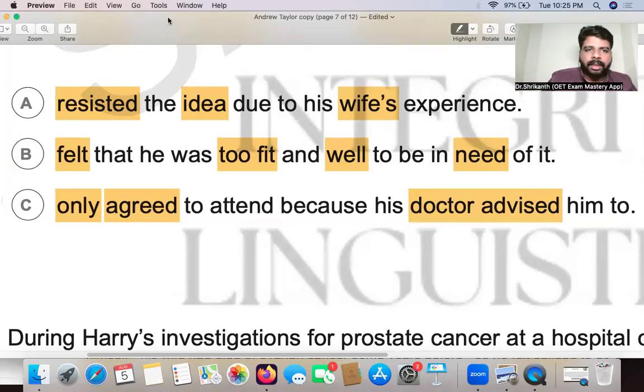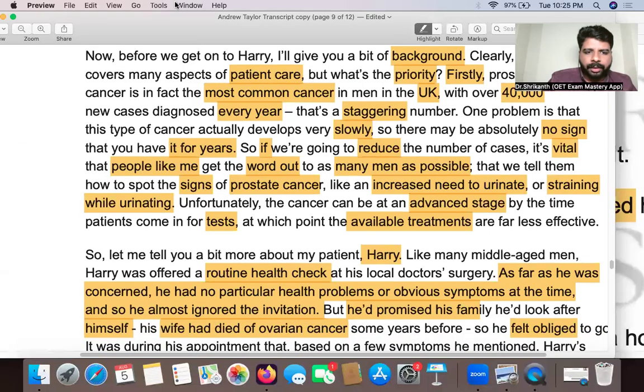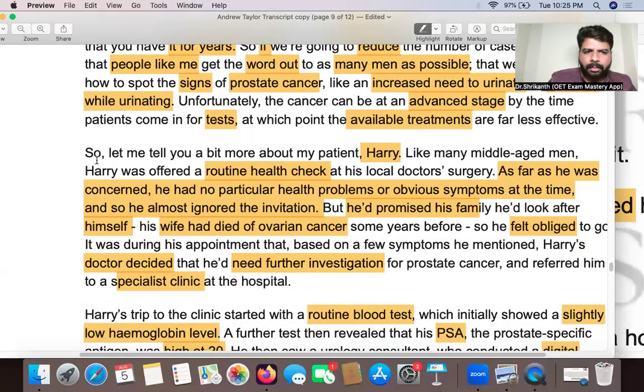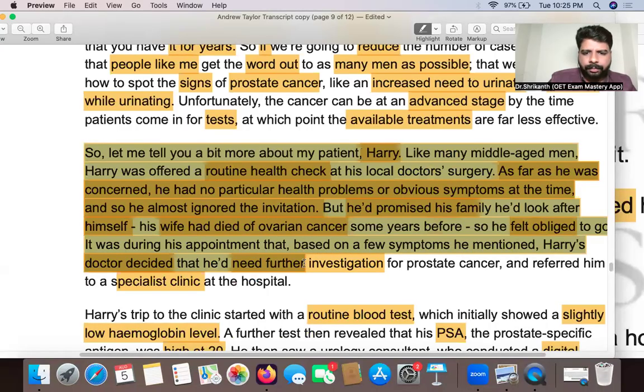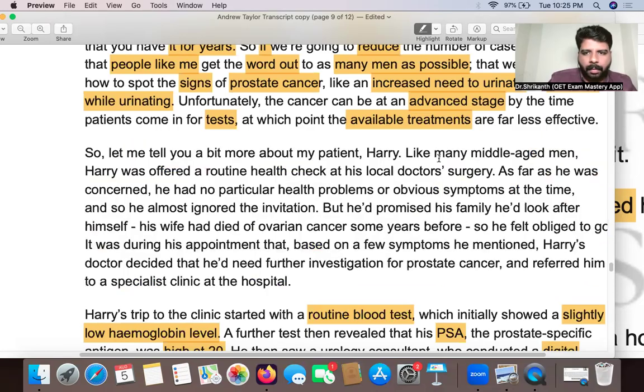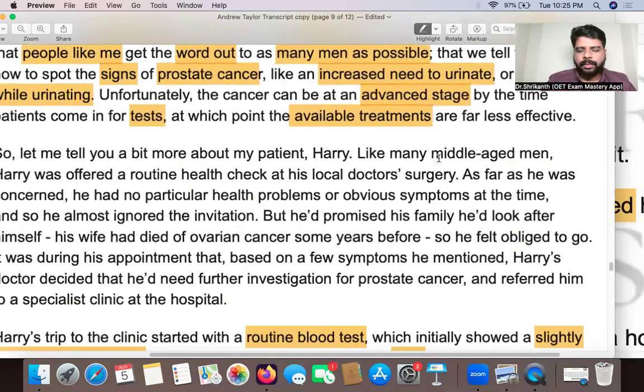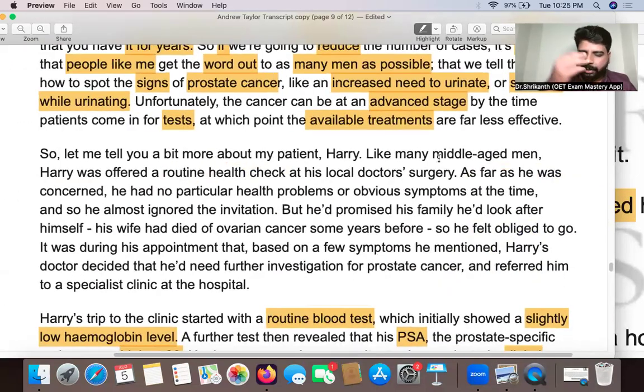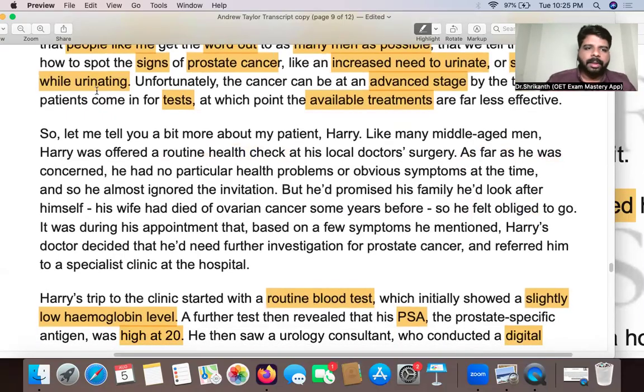All right. So let's take a look at the audio script over here. We have listened to the audio 2 times, so let's read the audio script now.